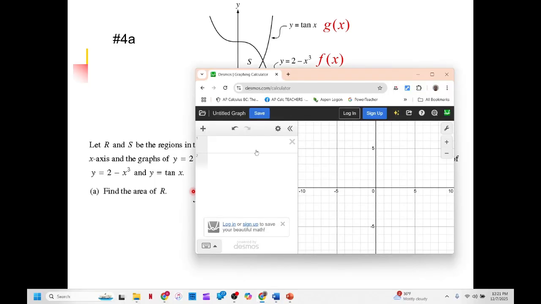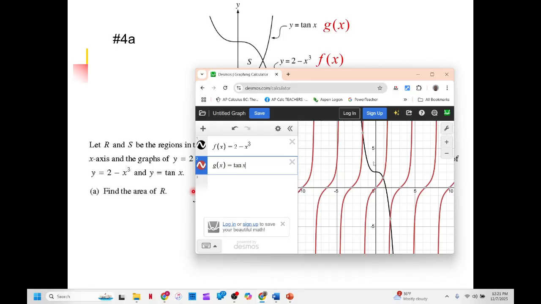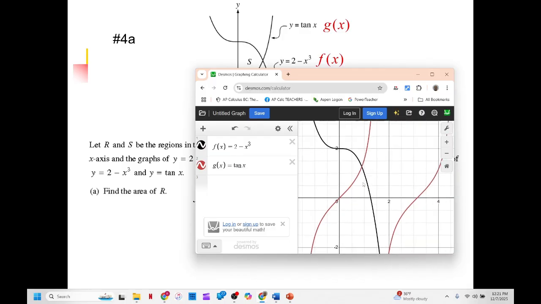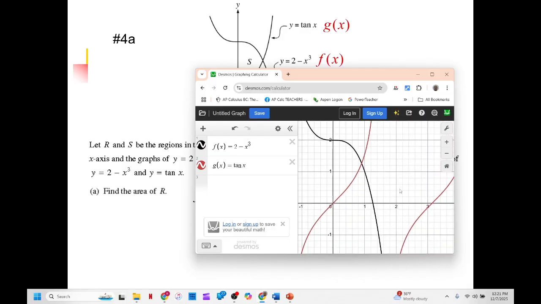So going to Desmos, f of x, again, is going to be 2 minus x cubed. And I'm calling g of x tan of x. And let's zoom in a little bit here because this is a small piece of all this craziness. So if we zoom in, this is what we're looking at in that figure here. All right, so where do these functions cross? If I just click on one of them to get my little gray dots, here is a gray dot, and that is the x value 0.902.